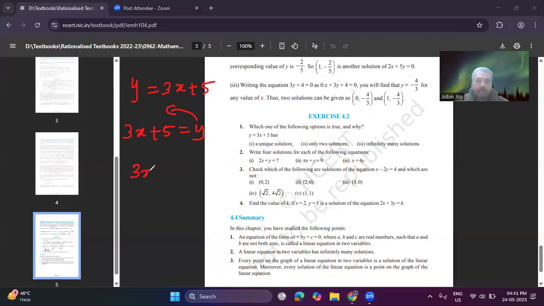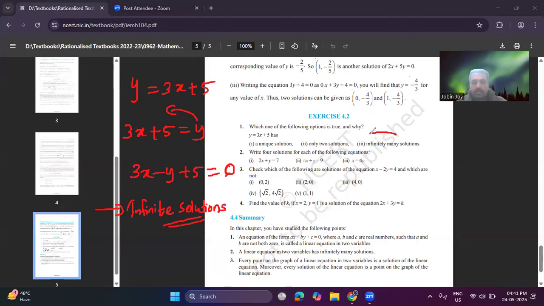So I'm writing like this: 3x minus y plus 5 is equal to 0. So this is our linear equation in two variables, and we know that a linear equation in two variables has infinite solutions. Okay, so the answer is infinitely many solutions. This is the answer.